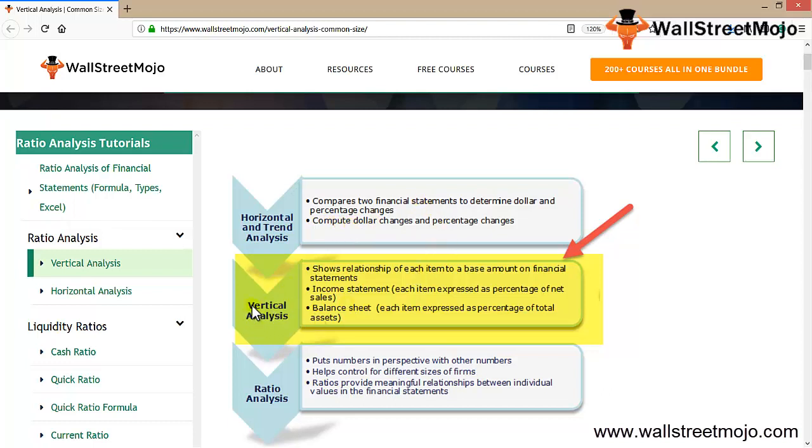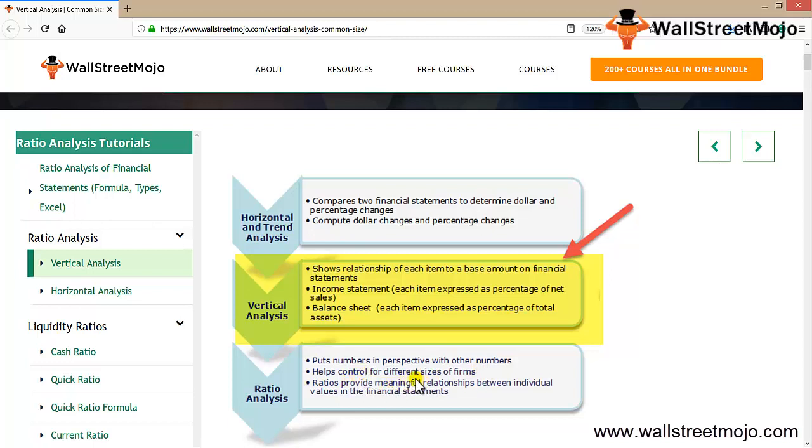That's the same thing. Vertical analysis shows the relationship of each item to a base amount on the financial statement. So it says what is going to be the percentage of the total amount. In the income statement, each item is expressed as a percentage of net sales, and in the balance sheet, each item is expressed as a percentage of the total assets, right? So here assets is taken as the benchmark for percentage purposes, and sales in case of the income statement. The ratio analysis puts the number in perspective with the other number we are comparing, right?